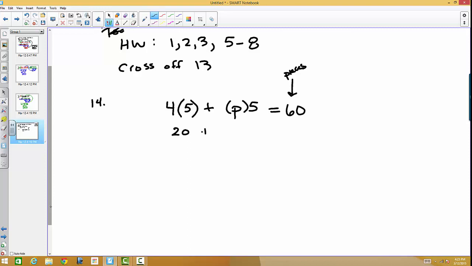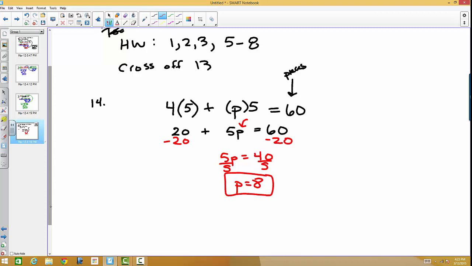So 20, I'll write this in proper order, plus 5p is 60. That's the equation that you're solving. So in order to isolate this letter, the first thing you're getting rid of is the thing the farthest away from the letter. That's the 20. So 5p equals 40. And you're going to isolate the p by dividing by 5. So p equals 8. So 8 pies is your solution.